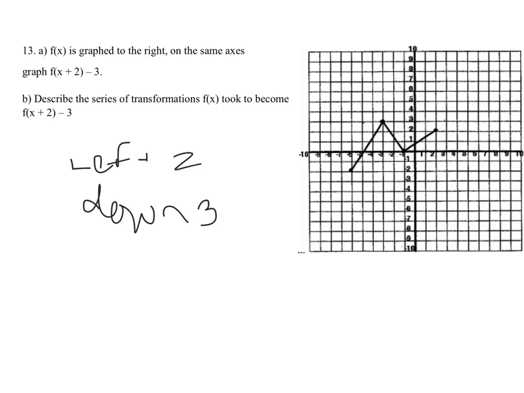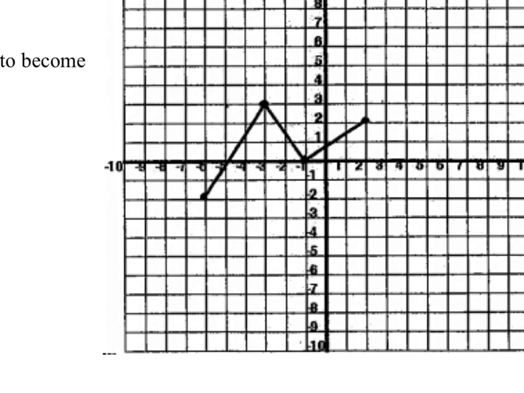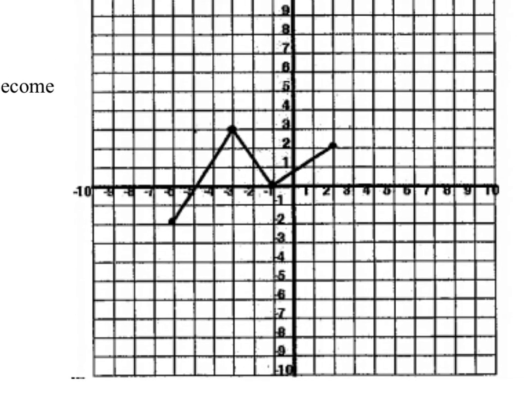So you're going to take every single point and go left 2, down 3. So I'm going to take my first point, I'm going to go left 2, down 3. Then I'll take my next point, left 2, down 3. Next one, left 2, down 3. The next one, left 2, down 3. And here's your graph. Just make sure it's connected just like they connected it.